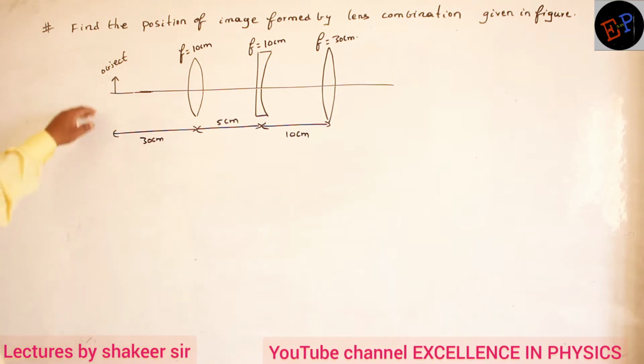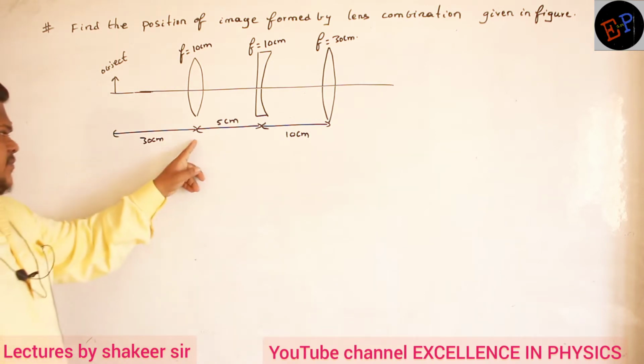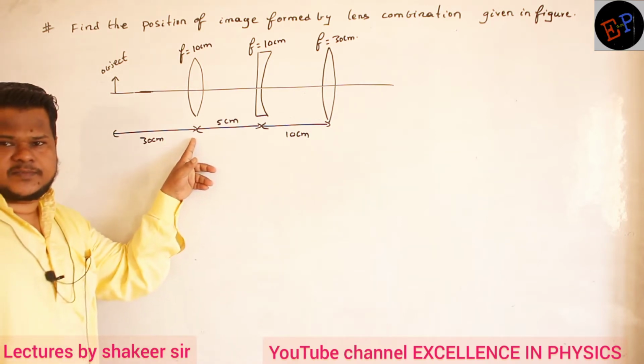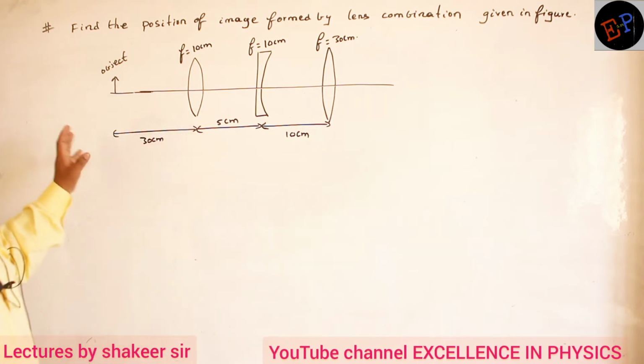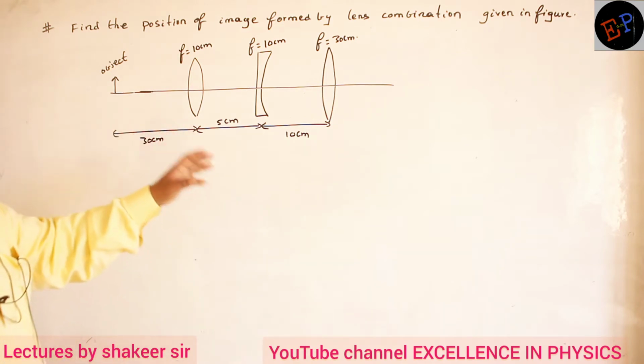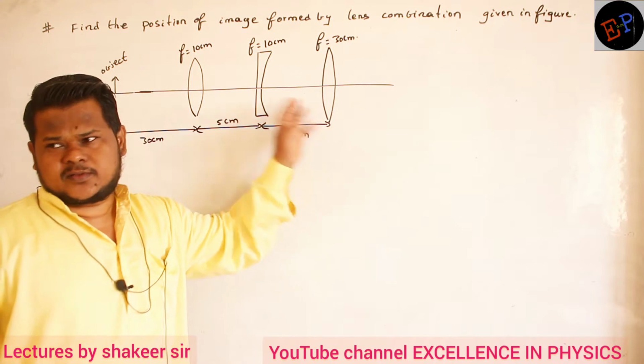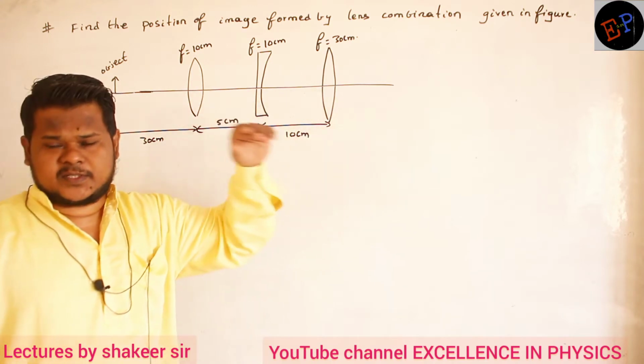Where is the position of the object? The object is present at a distance of 30 centimeters from the first lens. Clear now? Then where will be the final image because of refractions due to all these three lenses? Final image I want to calculate.